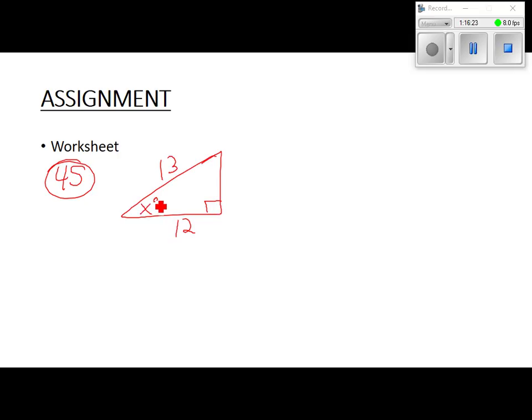Anybody tell me what this side is, even though we don't care about it? Tell me what number. 5. Yeah. We really don't care about it, but it's 5, 12, 13. Now tell me what it's going to be labeled. Opposite. What's this side going to be labeled? Hypotenuse. Adjacent. Now, since we do know all three sides now, does it matter which trig ratio we use? No, we could use any of them.